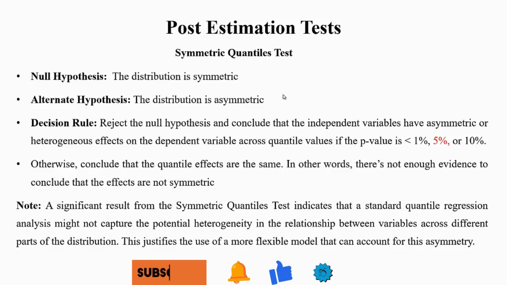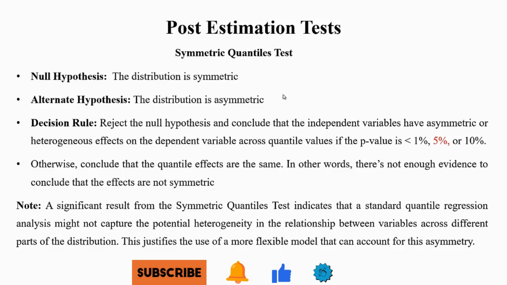So now you reject the null hypothesis and conclude that the independent variable has asymmetric or heterogeneous effects on the dependent variable across quantile values if the probability value is less than 5%. But if the probability value is greater than 5%, you cannot reject the null hypothesis, which is fine. Our aim here is not to reject the null hypothesis. Our goal is to fail to reject the null hypothesis because we are after symmetric, not asymmetric.